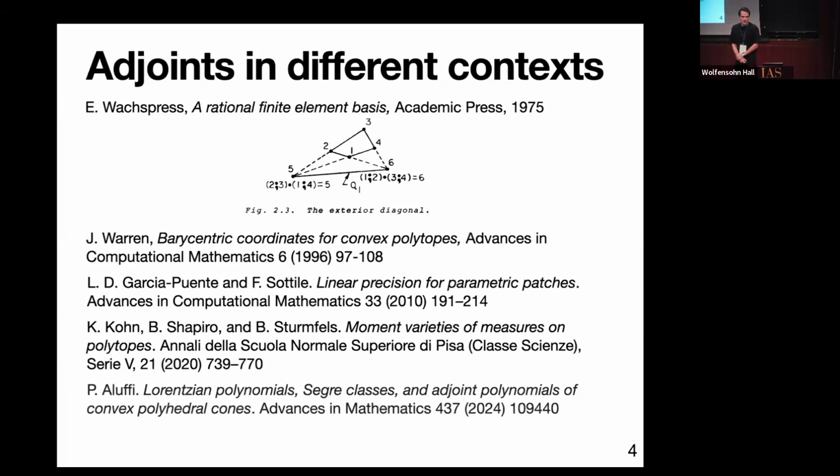So just to put this into context, these adjoints have been invented and reinvented a couple of times in different contexts. I just listed a very incomplete list of references here. The first time I know of that these adjoints appeared in math literature is in a book by Wachspress called A Rational Finite Element Basis. In figure 2.3 of that book, Wachspress drew a quadrilateral and the adjoint line.